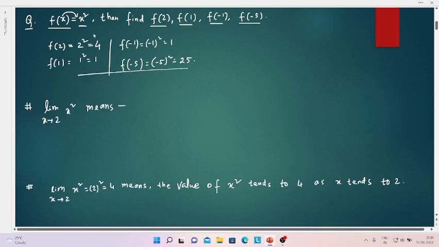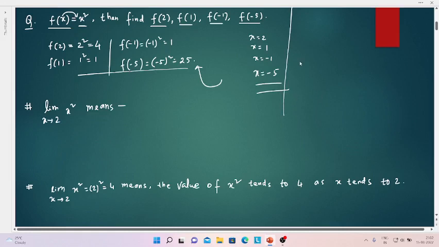So you guys already know how to find out the value of a function at a particular point, right? Here the points are basically 2, 1, minus 1, and minus 5, right? So you can easily find out the value. Am I right or not, right? We are just putting x equals 2, x equals 1, x equals minus 1, and x equals minus 5, right? So that we can find out these values easily, right?